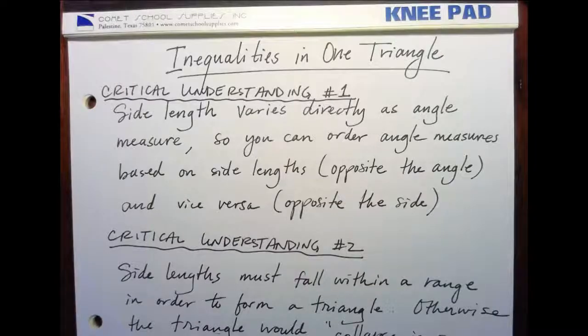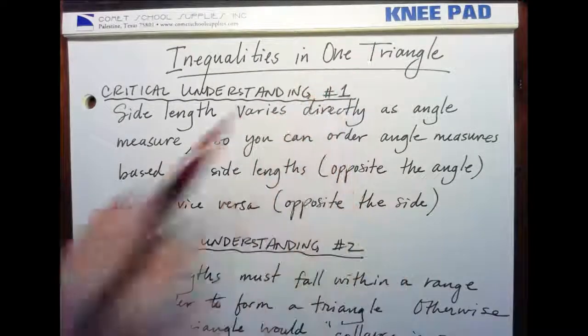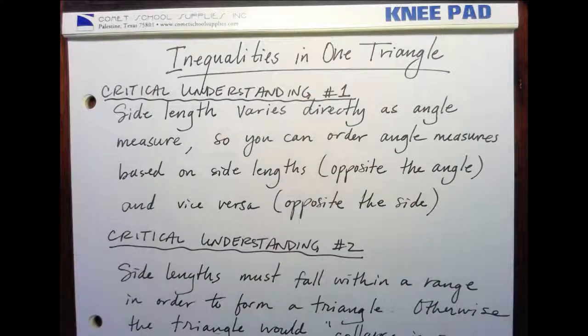Today we're going to start talking about inequalities in one triangle. And this is really the beginning of when we start to really look in depth at what's going on in a triangle. And of course we already know that triangles are made up of 6 parts, 3 sides and 3 angles. And that is just the beginning of the story with triangles. And so today we're going to look at what one triangle really needs in order to be a triangle.